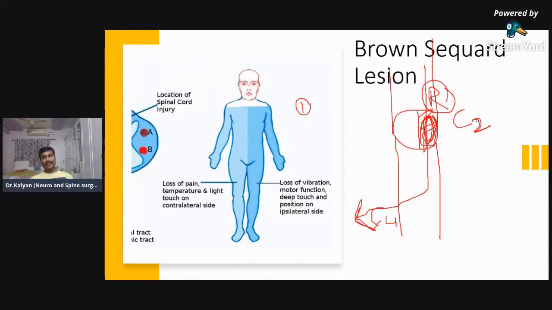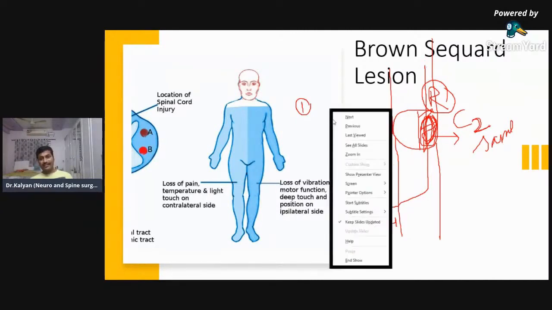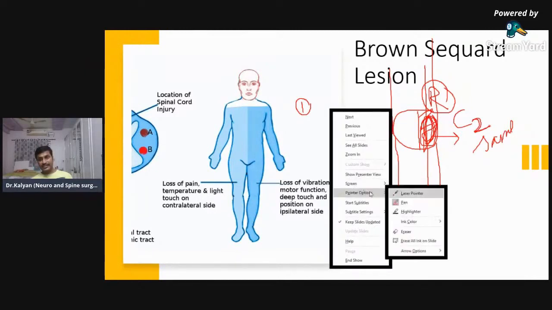So at C2 level, there will be loss of pain and temperature on the same side. But at C4 level, there is loss of pain and temperature on the opposite side. Am I clear here? If I am not clear, I will take time and explain. So this red fiber tract which I have shown is the spinothalamic tract. Now I will change the color.